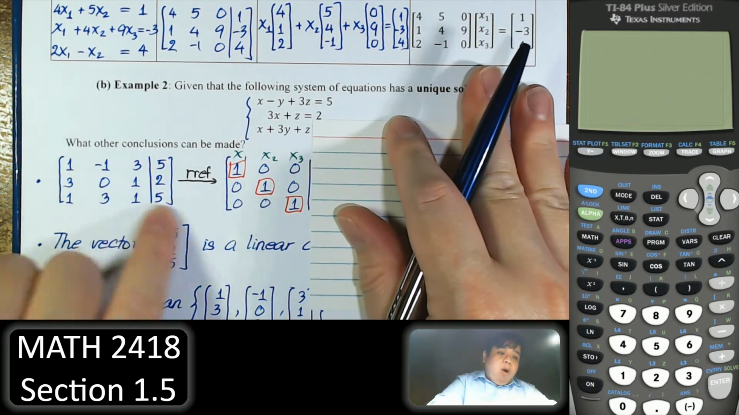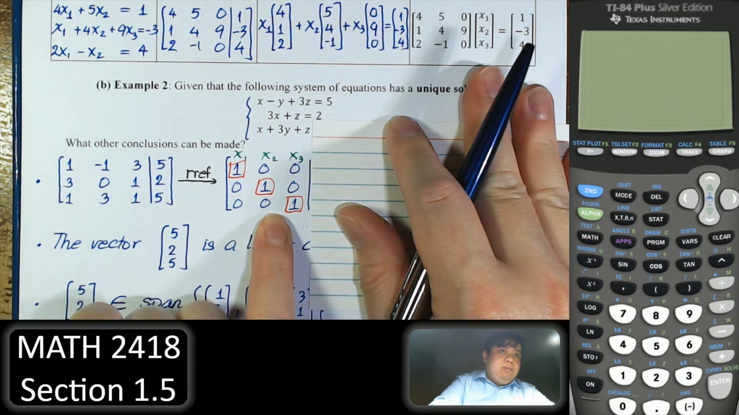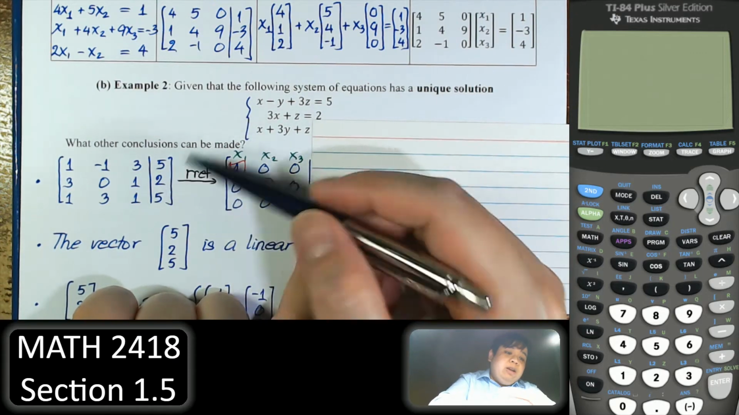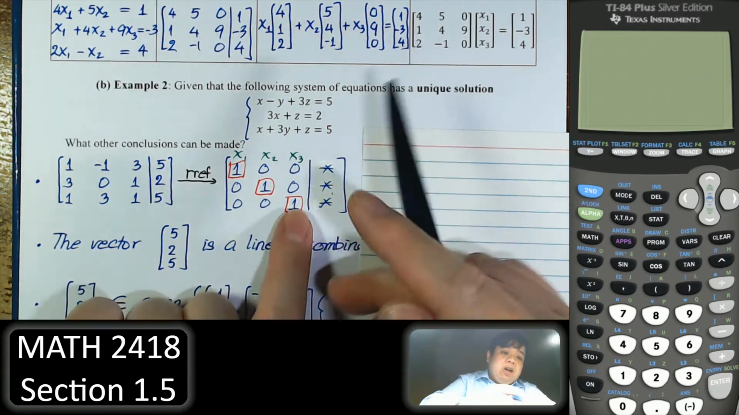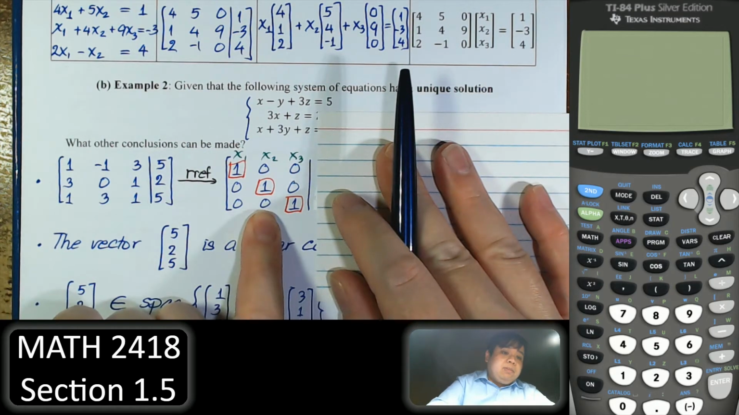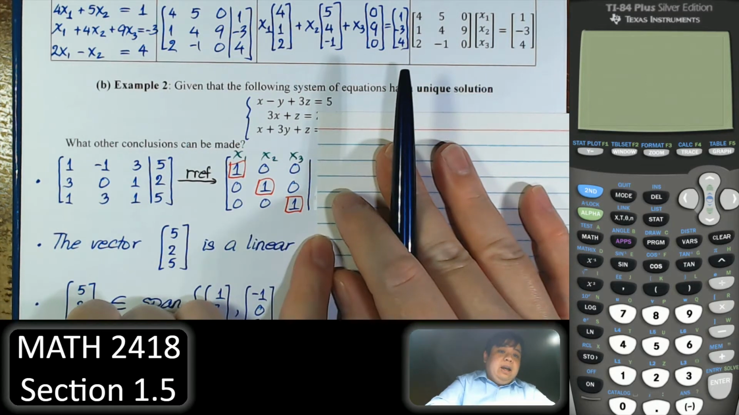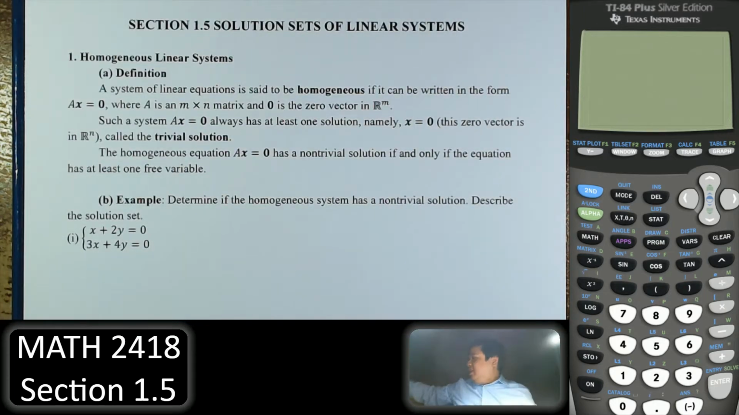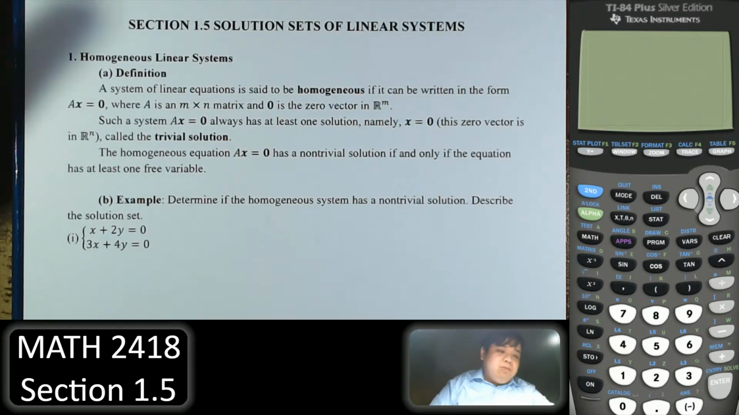The first part is still going to be the same, right? If I have different numbers than 5, 2, and 5, I may have different numbers here in the last column, but the first three are still going to be the same. And that's what we focus on in this section.